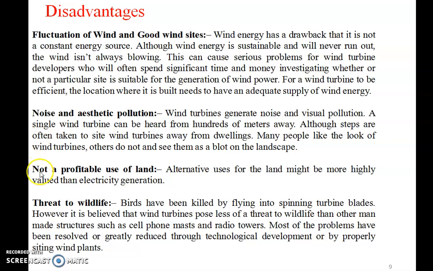Again, third one is not a profitable use of land. Alternative uses for the land might be more highly valued than electricity generation, because for choosing the different location for the windmill, generally it is located on hilly areas, and it depends on the different wind speed as well as different environmental issues. For that, the selection of the land is always a non-profitable one.